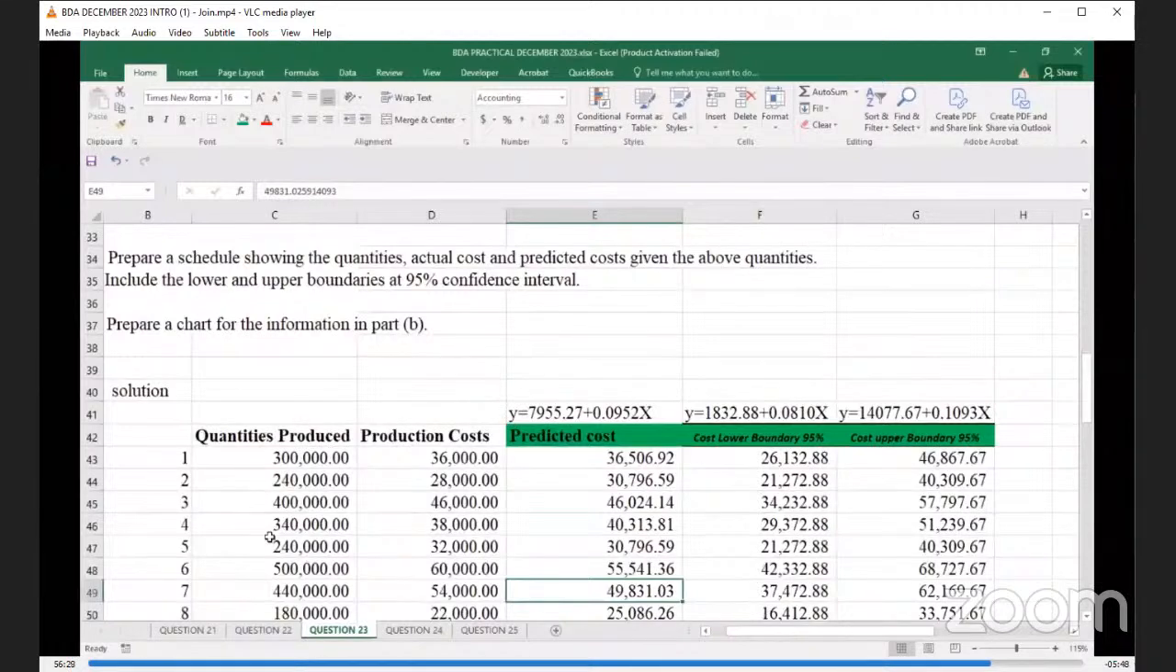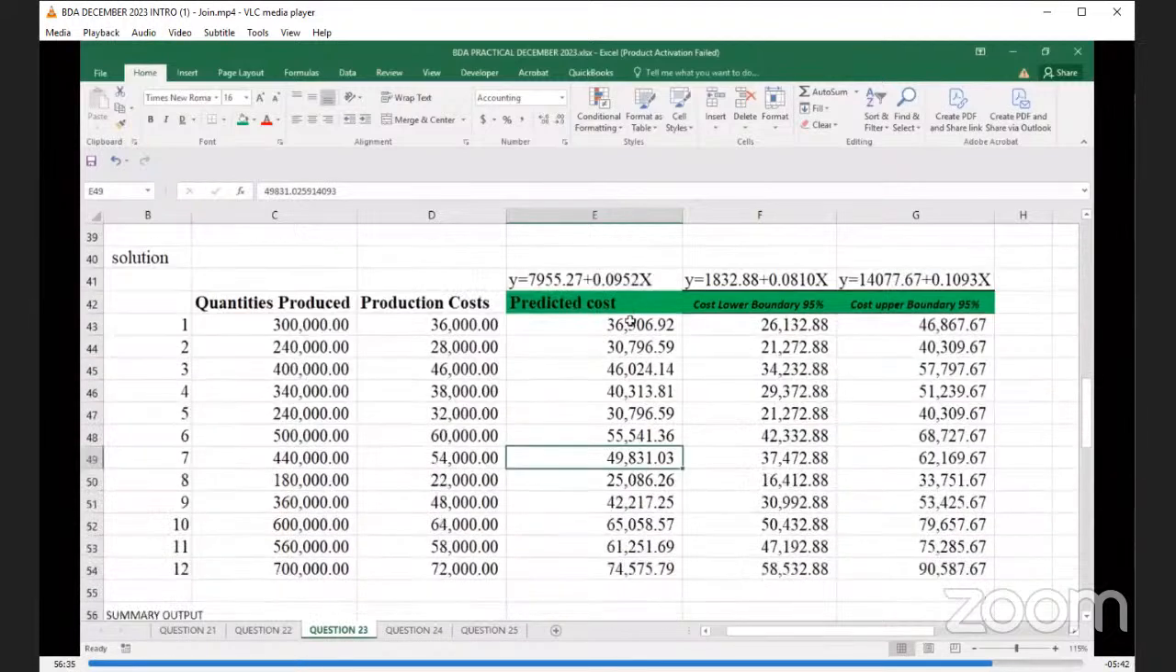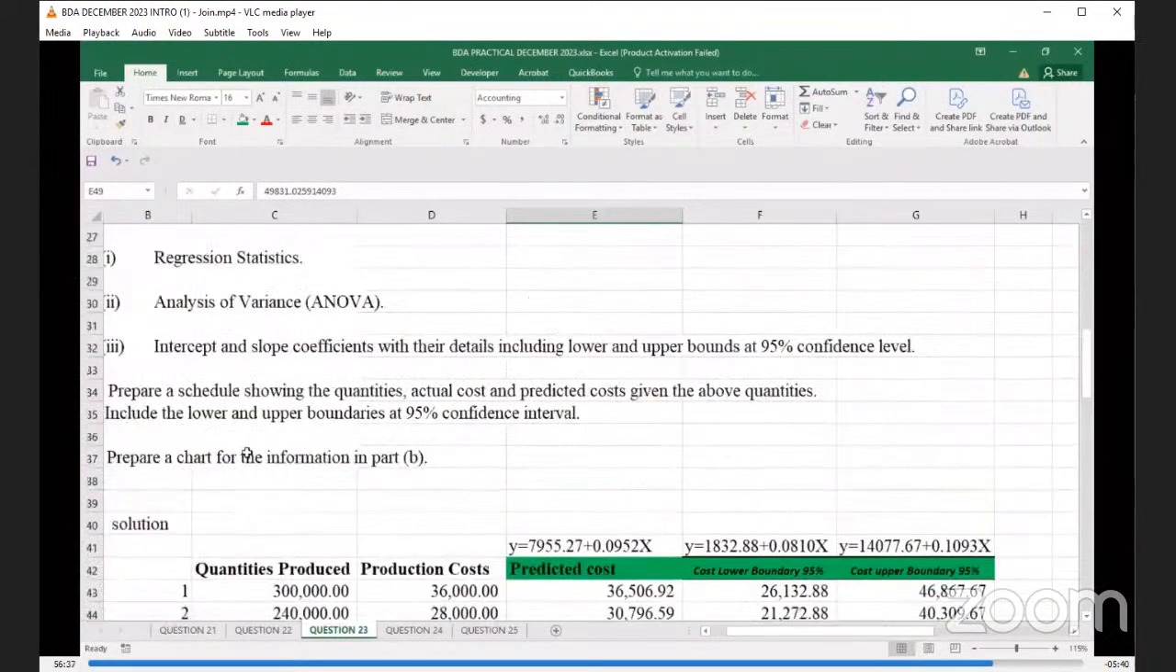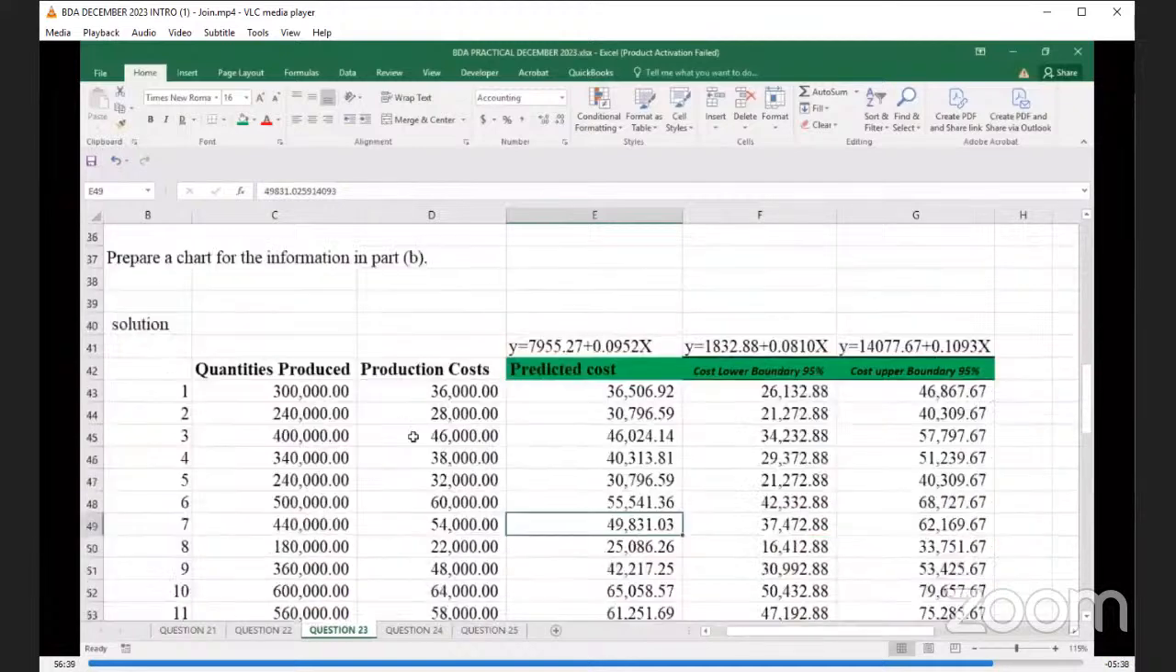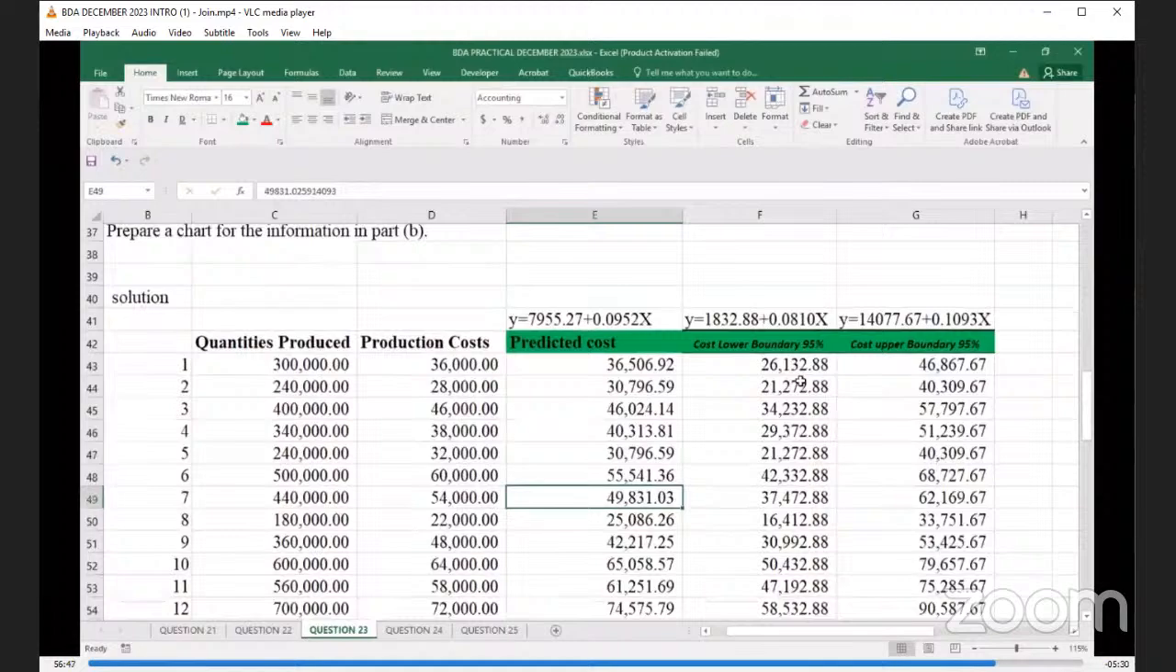These are literally the quantities. Actual cost, these are literally our actual cost. Predicted cost, these are literally our predicted cost. Including the lower and upper boundaries, at 5% confidence level. See how easy that was.